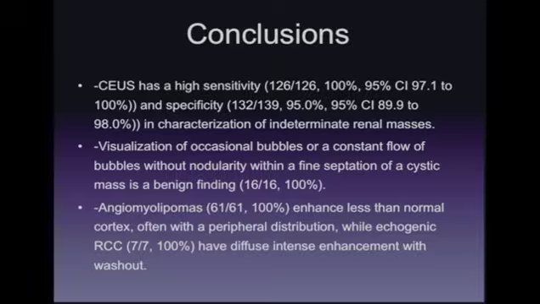Angiomyolipomas in our hands enhance less than normal renal cortex on the arterial phase. They often have some enhancement in a peripheral distribution, while echogenic renal cell carcinomas, which we had a small number, have a diffuse intense enhancement with washout.